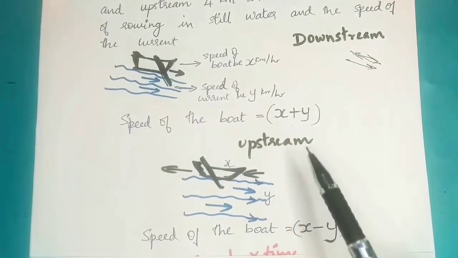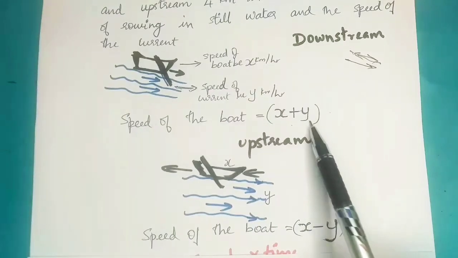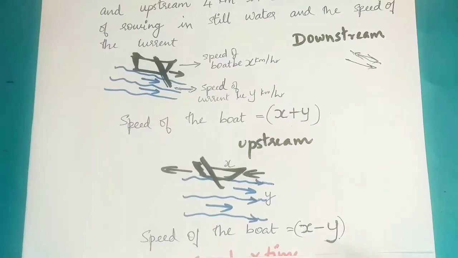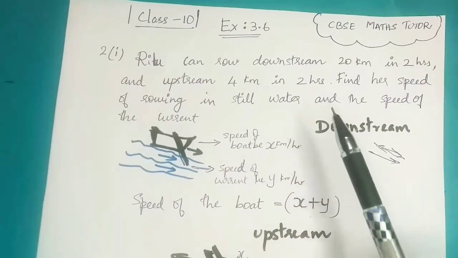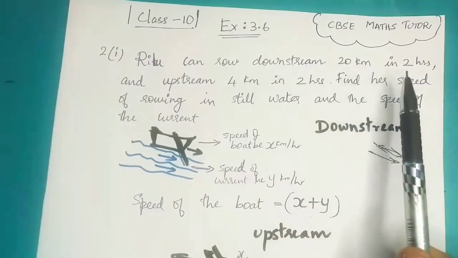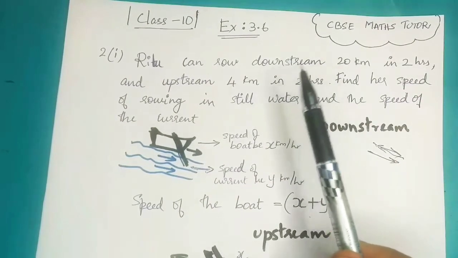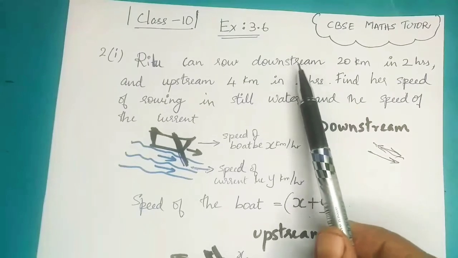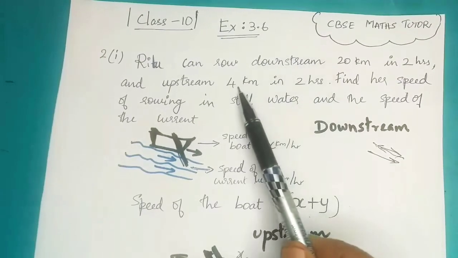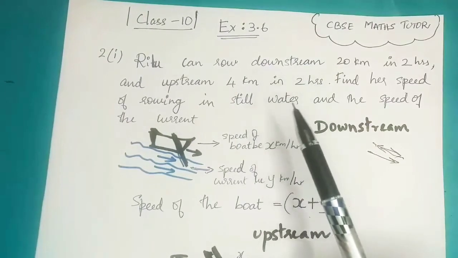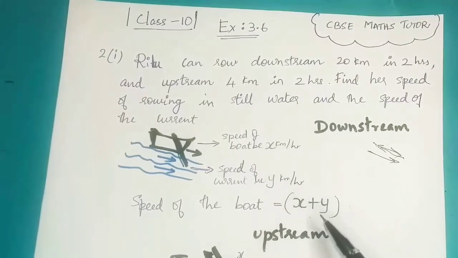Now we have found that the speed of the boat downstream is x plus y and upstream is x minus y. Now let us go back to the question. Ritu can row downstream 20 kilometers in 2 hours. Two cases are given, downstream and upstream. We are going to frame one equation with downstream and another with upstream, and solve these two equations to get the values of x and y.